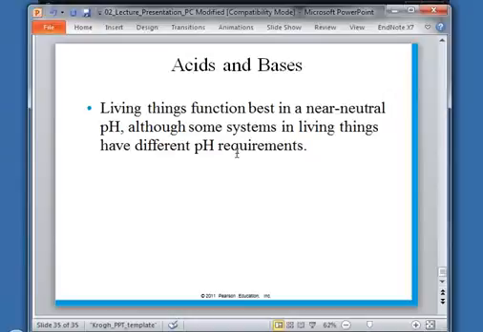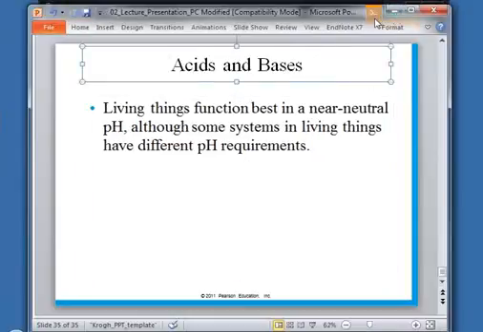And living things, most of them function best near a neutral pH. So for instance, the pH of your body is very, very close to 7, which is neutral. You're actually a little bit off. You're about 7.35 or 7.65, someplace in that range.